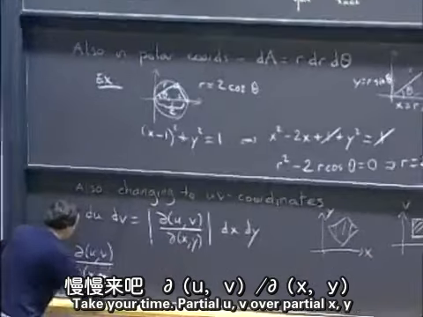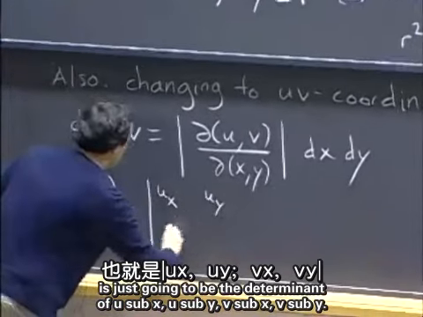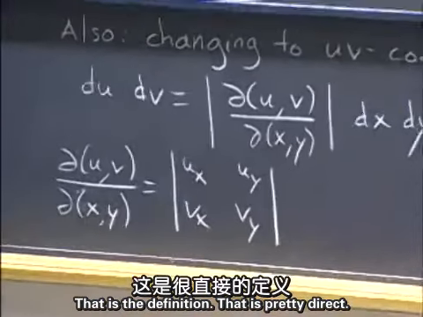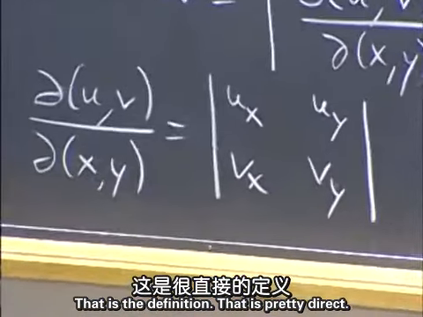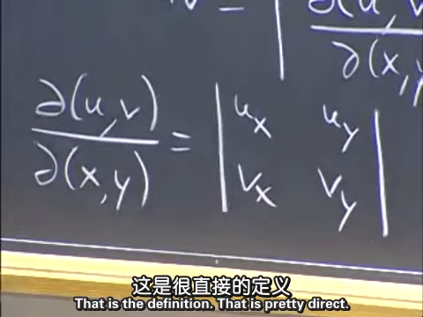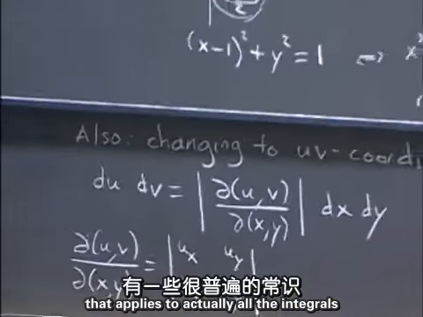So partial uv over partial xy, that's just going to be the determinant of u sub x, u sub y, v sub x, v sub y. That's the definition. Okay? That's pretty direct.